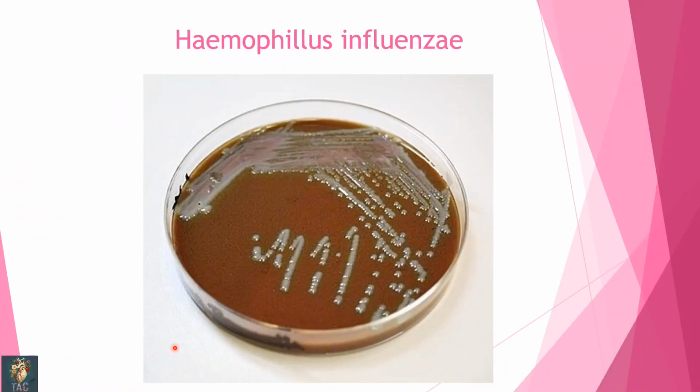We have chocolate agar over here. Colonies on this chocolate agar are smooth, mucoid, and gray in color, and the most probable organism is Haemophilus influenzae.